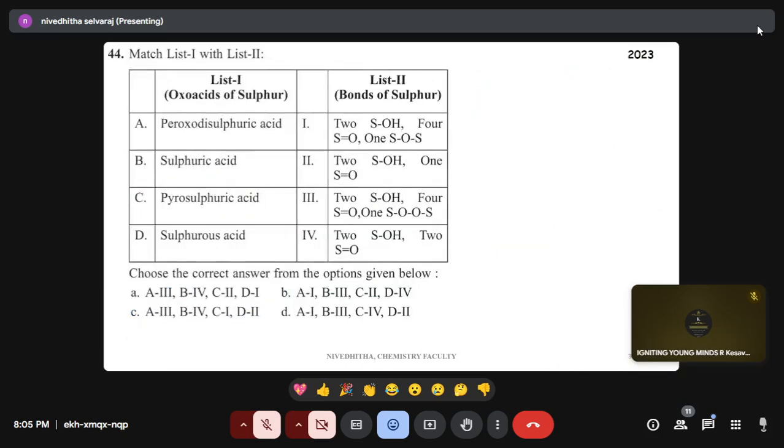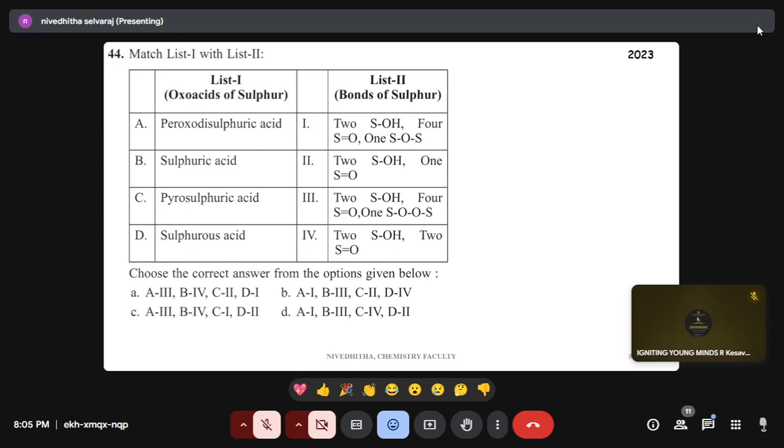See, this is very easy. They're asking us to match two lists. So here we have a few oxyacids of sulfur, and in the second list they have given the number of a few chemical bonds. So we have to match that. For that, basically, we need to know the structure of all those oxyacids.